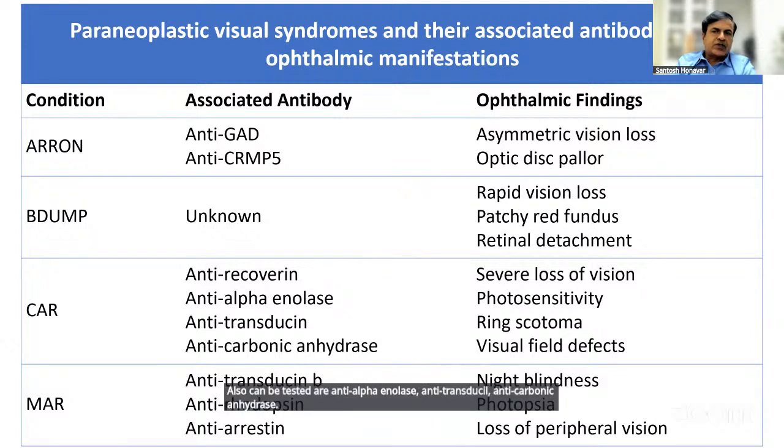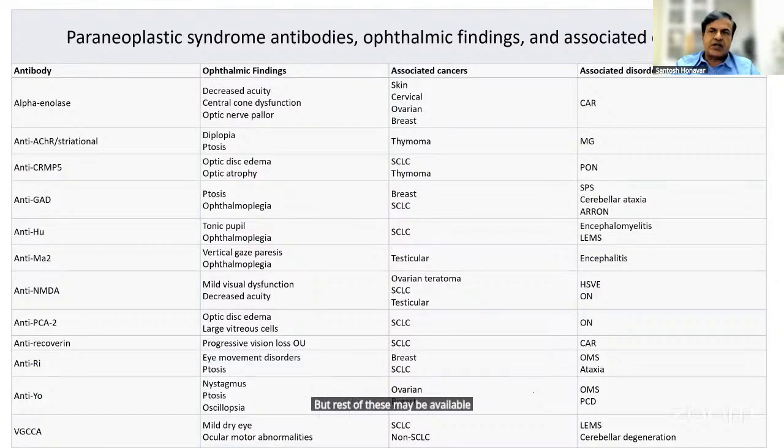If a patient has BDAM, there is no associated antibody that can be tested. In melanoma-associated retinopathy, what you test are anti-transducin B, anti-rhodopsin, and anti-arrestin. So depending on your clinical suspicion, if you have the facilities available, you can get these tests done. Anti-recoverin antibody testing is available currently, but the rest of these may be available in certain centers. There's a complete list of tests that you can do for paraneoplastic syndrome, which I think is too detailed for this talk.